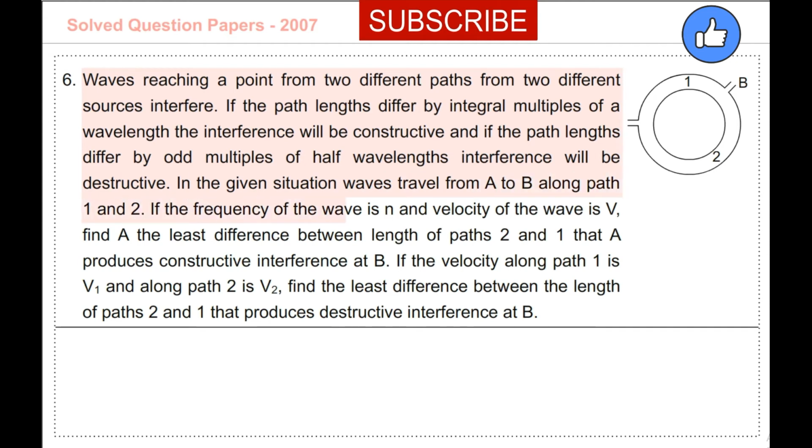If the frequency of the wave is n and the velocity of the wave is v, find the least difference between the lengths of paths 2 and 1 that produces constructive interference at B. If the velocity along path 1 is v1 and along path 2 is v2, find the least difference between the lengths of paths 2 and 1 that produces destructive interference at B.